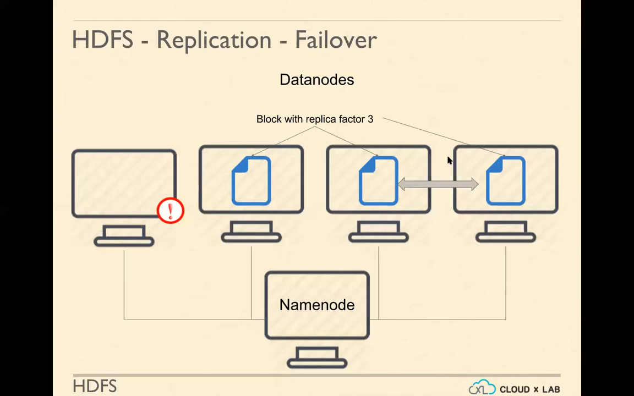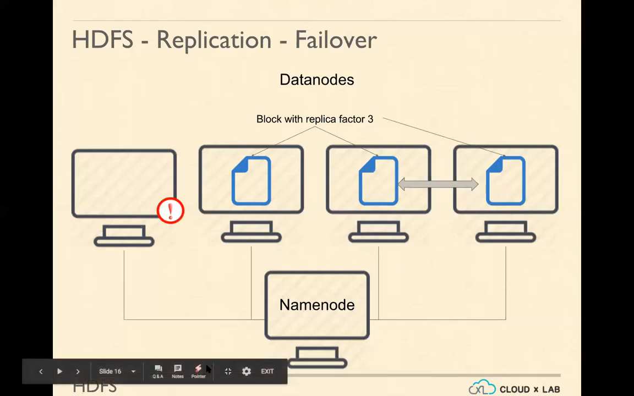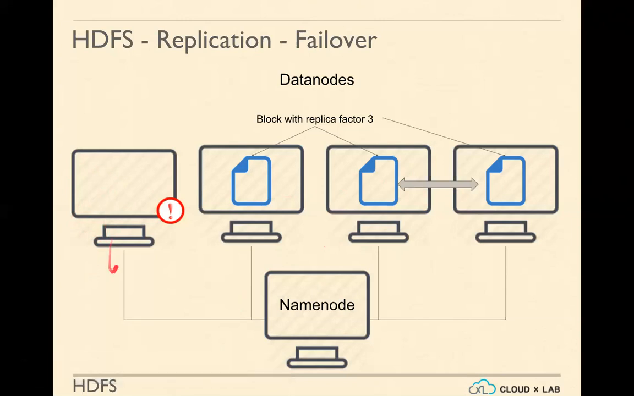But if it has finished already replicating and there's a confirmation from the node that it has been copied successfully, then it would discard this node if it comes back in future. It will basically discard those blocks which have already been replicated.